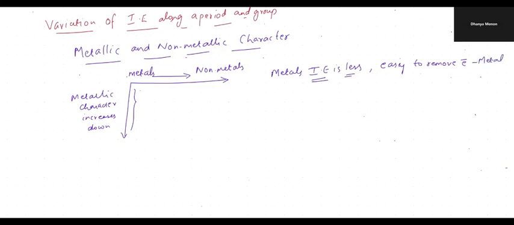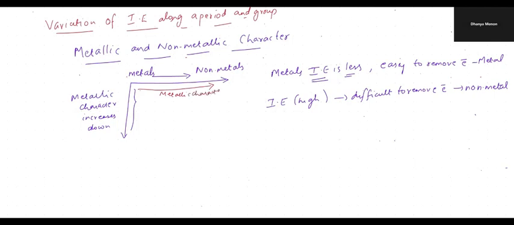The opposite happens for non-metals. If the ionization energy is high, then it is difficult to remove the electrons, and that shows non-metallic characteristic. So it's a non-metal. In the periodic table, from left to right, non-metallic character is increasing and metallic character decreases, so ionization energy increases. It becomes tougher to remove the electrons. Now, down the group, metallic character increases, so ionization energy decreases down the group.